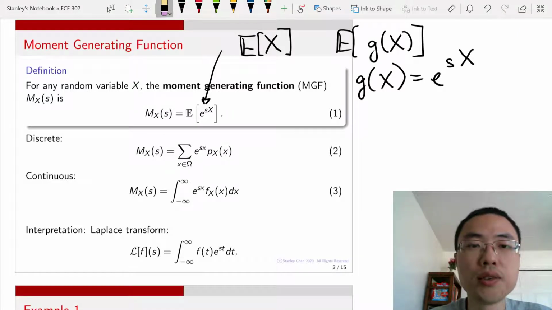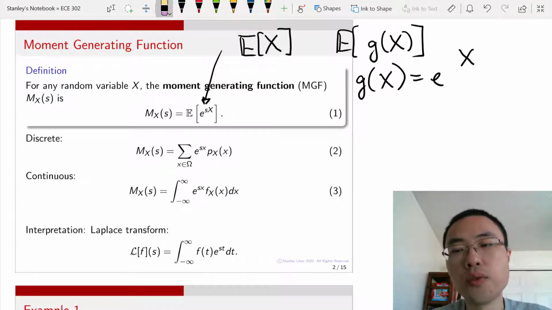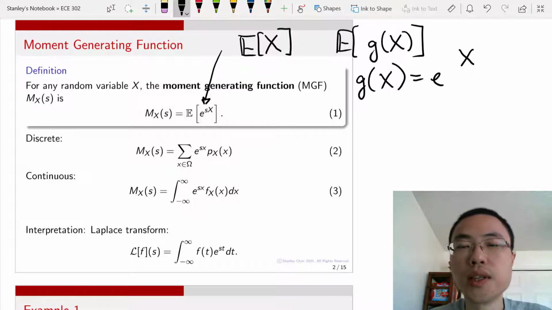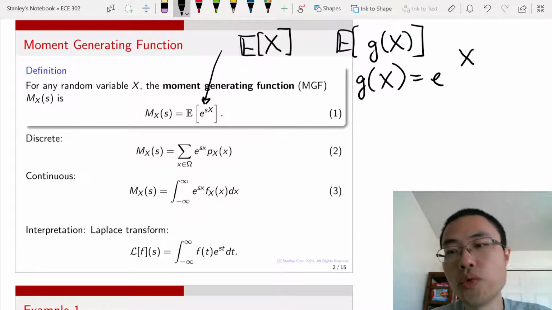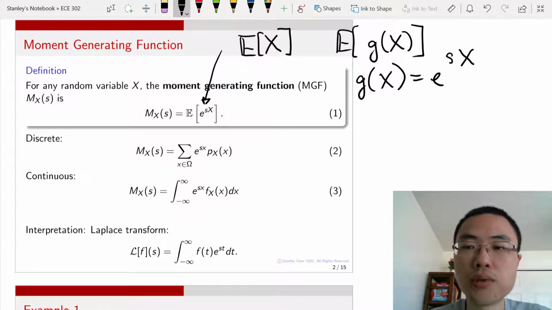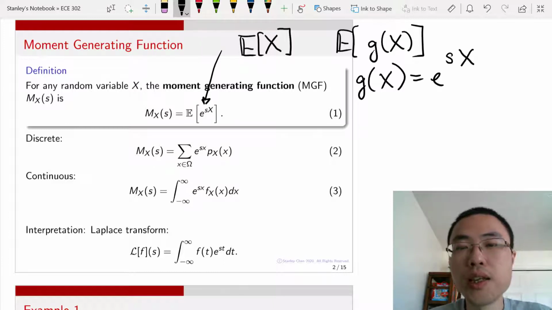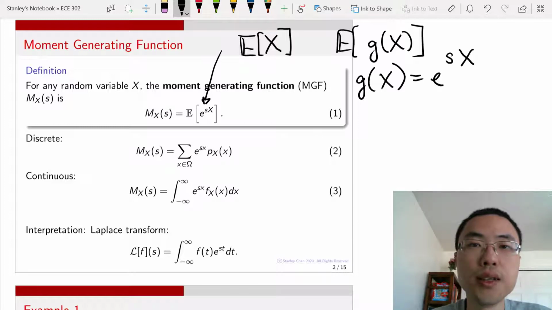In the simplest case, you can think of s being 1. Then you have e to the power X, which is the exponential transformation. If s is 2, then you have e to the power 2X. In general, you can put an s here. If you have any transformation of a random variable, you can define the expectation of g of X.